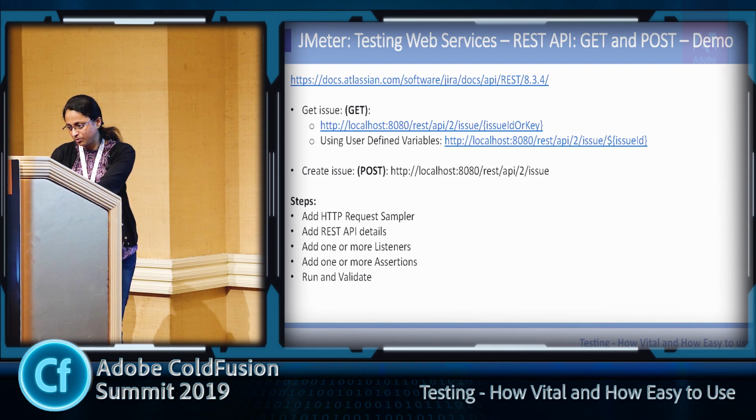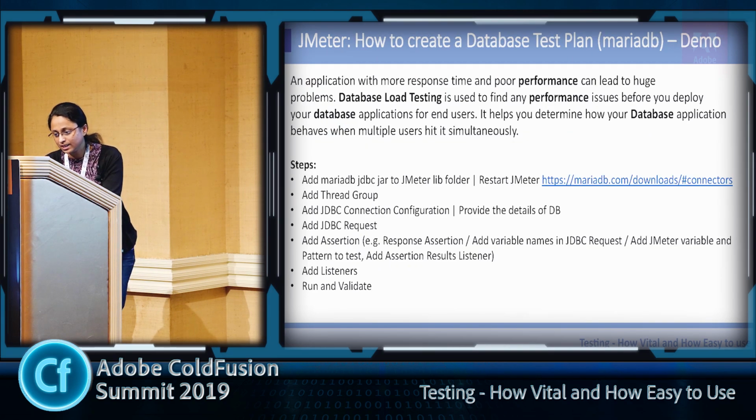And where is this defined? That's defined in my test plan. Here's where you can define your user variables, and I'm just testing with this particular ticket. And then I do have listeners again, view results in table and tree.